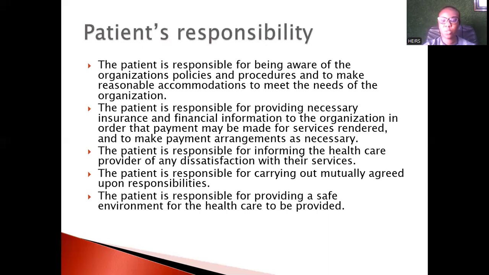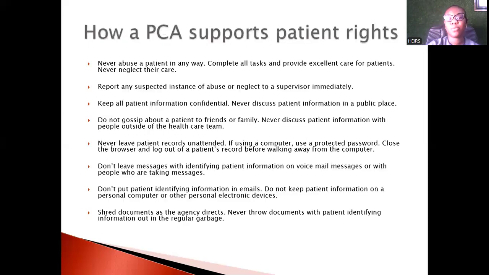The patient is responsible for carrying out mutually agreed upon responsibilities. If you say you're going to take your medication by 8 o'clock and we have agreed, the onus is on the patient to remember to take such medication. Then your patient is responsible for providing a safe environment for the health care to be provided.